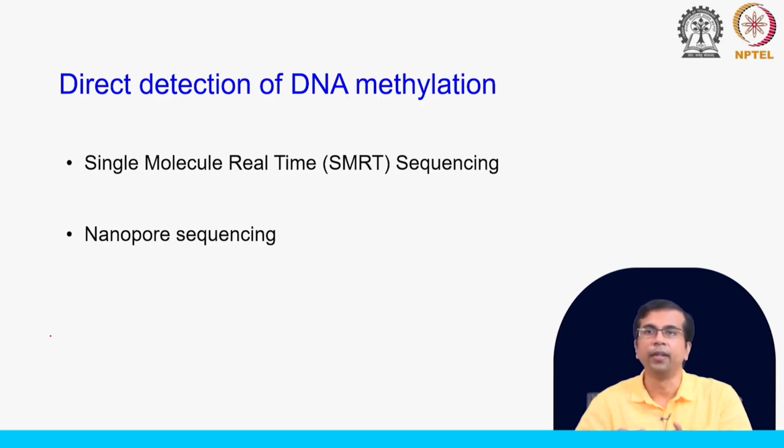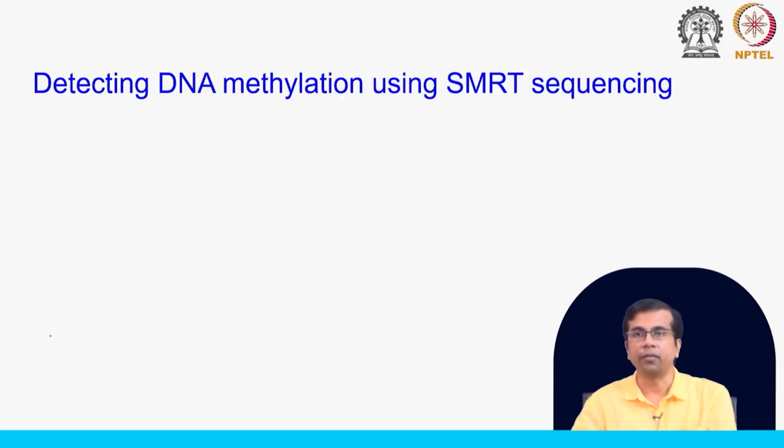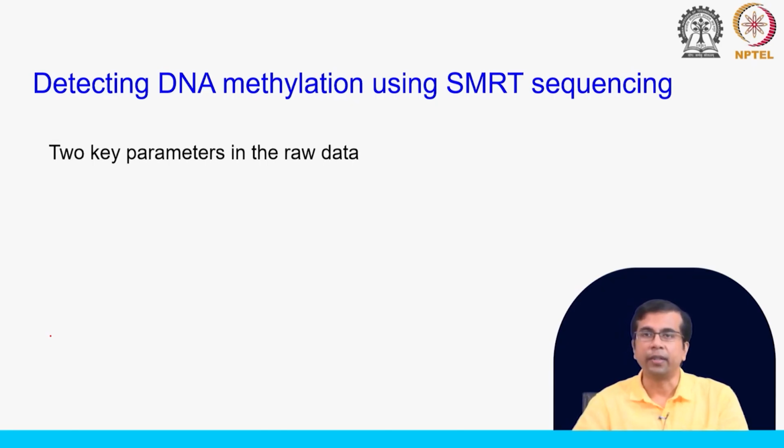So, let us now see how these methods have been applied to identify DNA methylation in practice. First we will talk about SMRT sequencing and how we can apply this method to detect DNA methylation. If you remember SMRT sequencing, the sequencing happens at the bottom of the zero mode waveguides or ZMWs. You have the DNA polymerase attached to the bottom of those ZMWs and the DNA molecule comes.